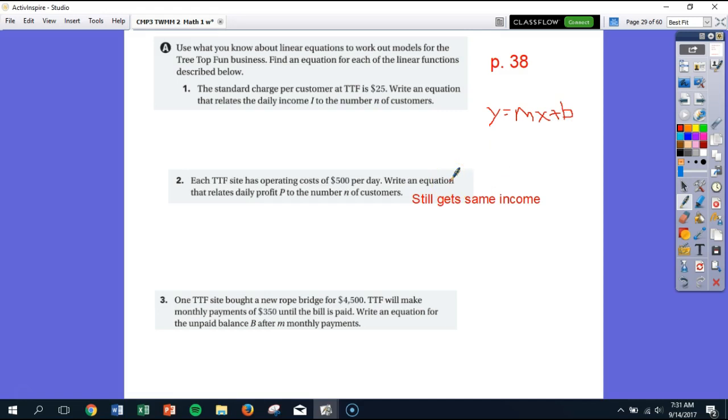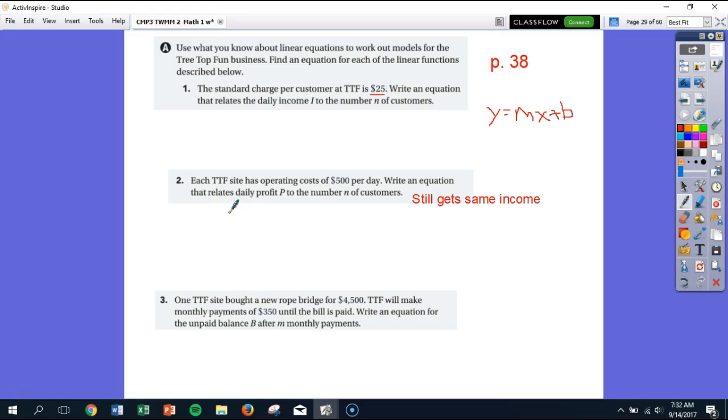Anyway, number one, the standard charge per customer at TTF, Treetop Fun, is $25. Write an equation that relates the daily income I to the number n of customers. So it gives us one number. Think about what our variables are. Okay, we have our dependent variable of y, our independent variable of x. What is m? Do we remember what m is? Check our notes. And what is b? If it only gives us one number, which of those is this number? So come up with an equation for that.